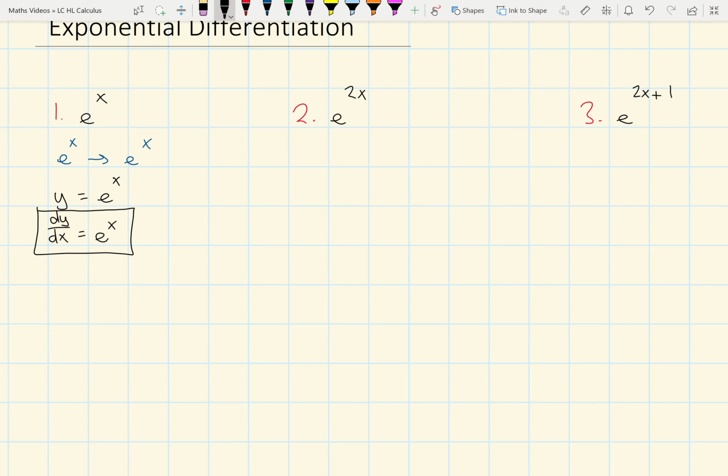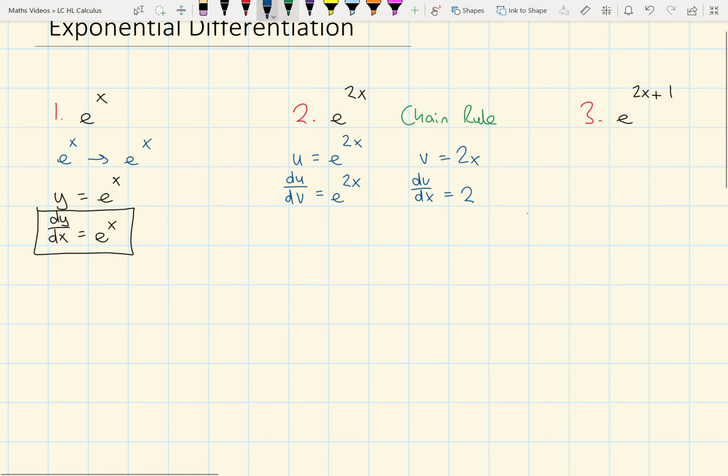If we look at question 2, a little bit different. So we just need to, essentially we're applying a chain rule. So my outside function is e to the power of 2x, and then we have my inside function, which is 2x. So our e part stays as is, and then chain rule tells us it's our two derivatives multiplied together.